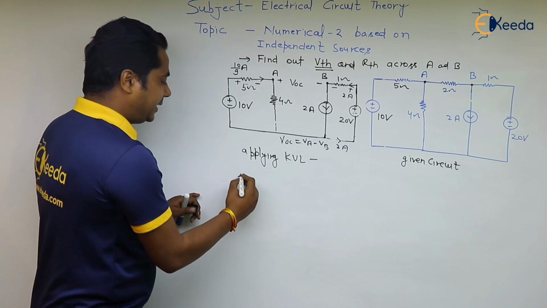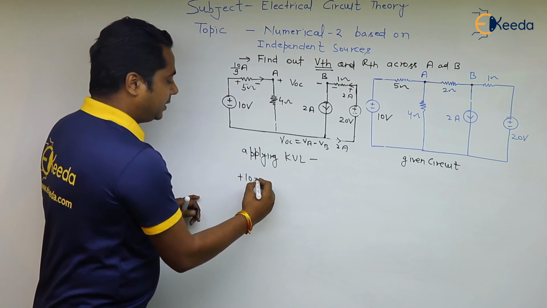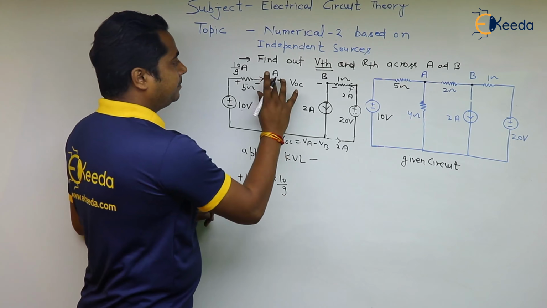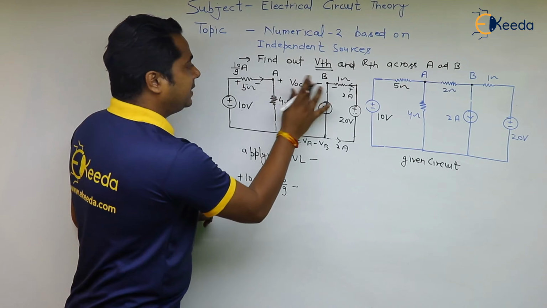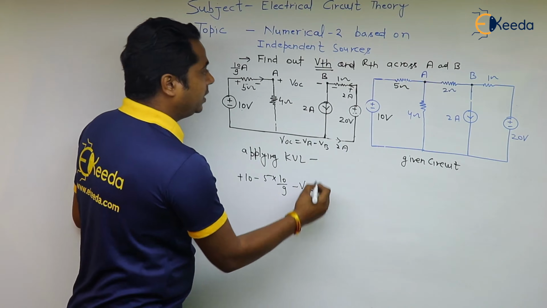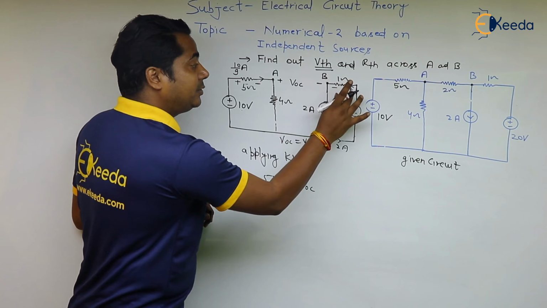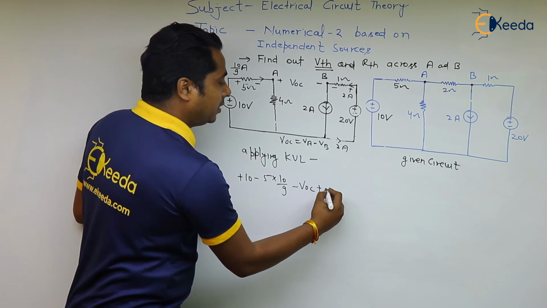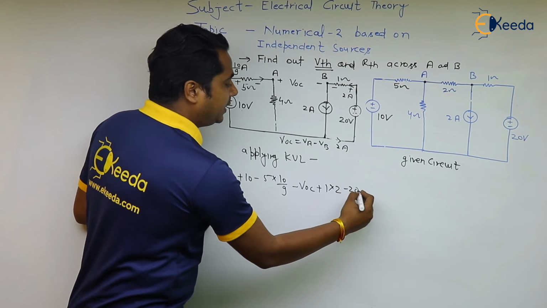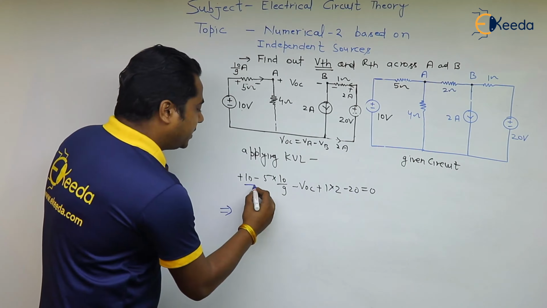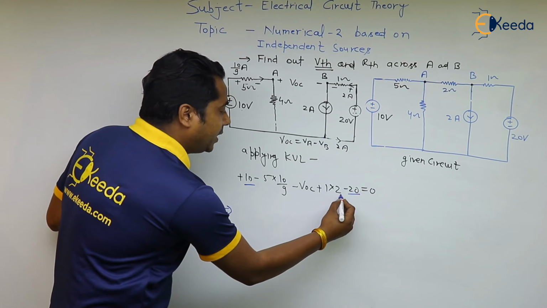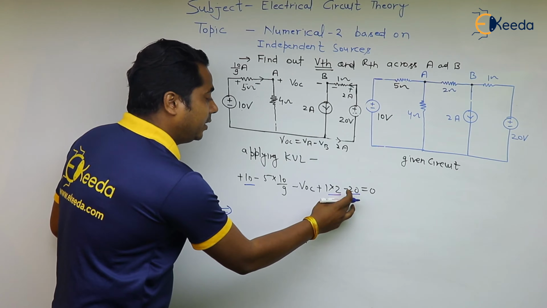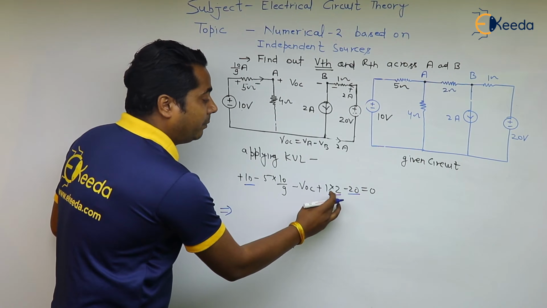Minus to plus, plus 10 minus 5 into 10 by 9 minus this plus to minus minus VOC. This is minus to plus just because of the current direction. Then it will be plus 1 into 2 minus 20 will be equal to 0. Plus 10 minus 20 plus 2. This plus 10 minus 20 will be equal to minus 10 plus 2. It will be equal to minus 8.